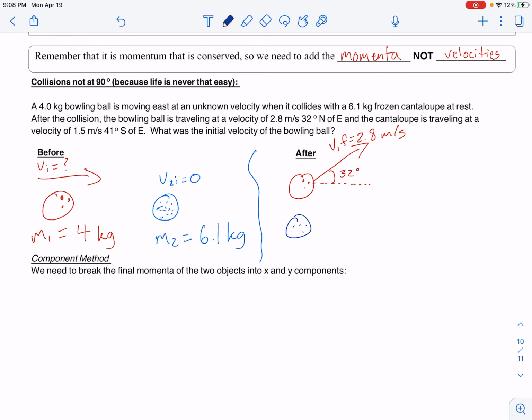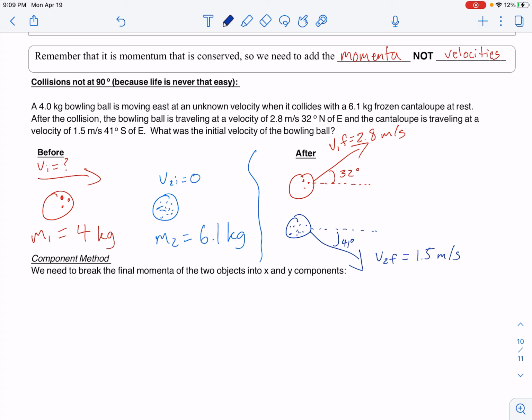Our cantaloupe, on the other hand, was rudely knocked out of place and is moving kind of in the opposite direction. So it is moving 41 degrees south of east. And it has a final velocity of 1.5 meters per second. Now, we know the result. Our goal here is to try and find, okay, well, if this is the case, what was the initial velocity of the bowling ball before this collision?